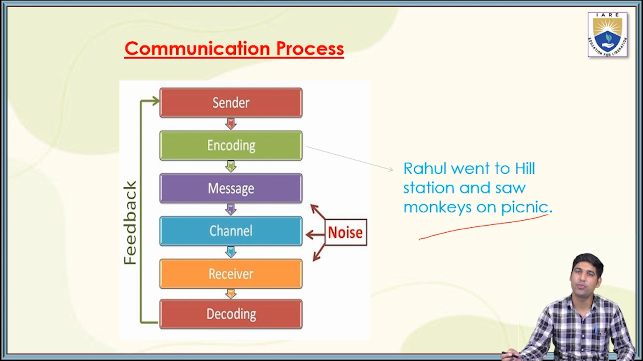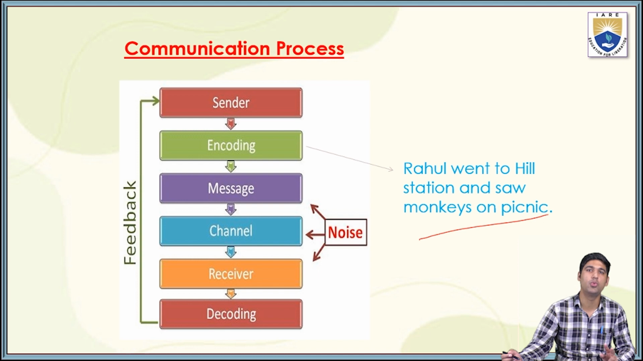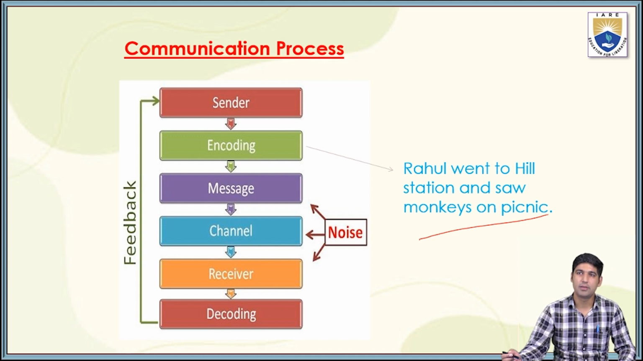When you read this message, you can get two meanings. One is, this is our human nature, which says Rahul went to hill station and saw monkeys on picnic. When we use our human mind, human psychology, human nature, we interpret this message like this: Rahul went to a hill station and he saw some monkeys there. Now the question is, who is on picnic?